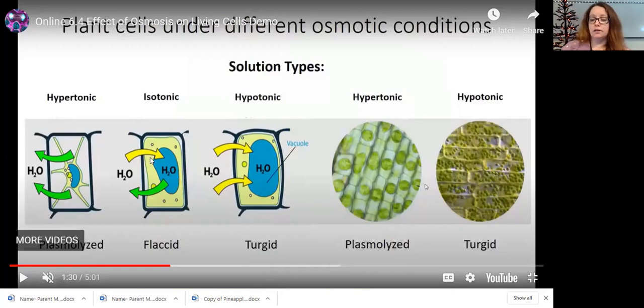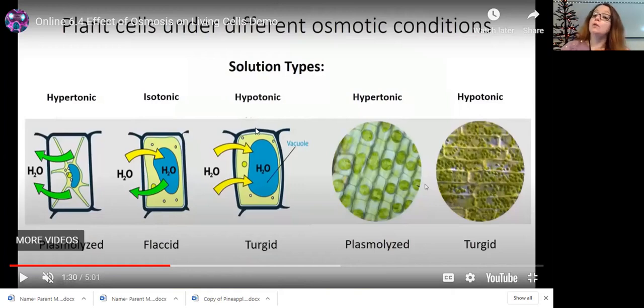In an isotonic environment, plant cells aren't exactly really happy, because plant cells need full vacuoles of water, and isotonicity is equal movement of water inside and outside. The solutes are equal on either side. So we call it a flaccid cell. So this would be a wilted plant.